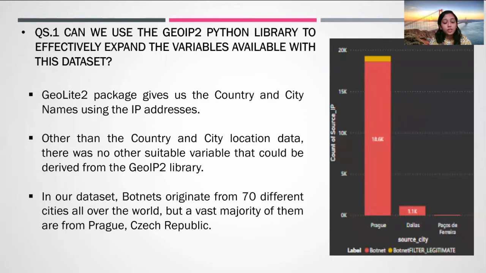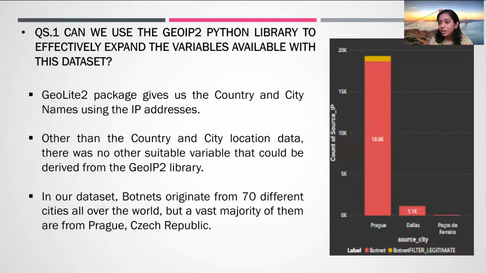The goal of the first question is to determine if there are any variables that can be extracted from the IP address that are useful in our models. Using the GeoIP2 package, we were able to get the source location, that is the source country and the source city, from the IP addresses. And if you look at the graph on the right, you can see the majority of these botnet packets originate from Prague.